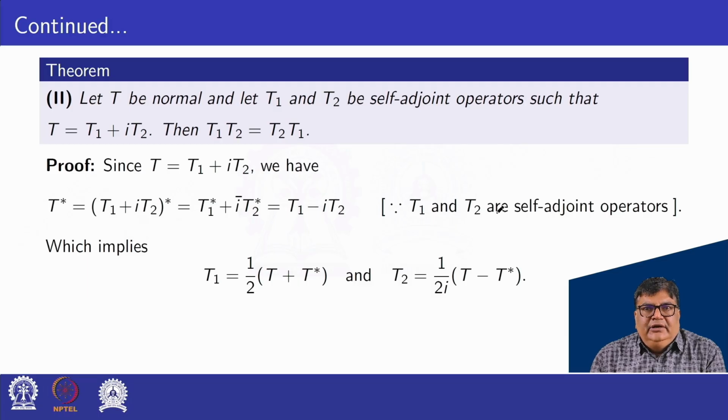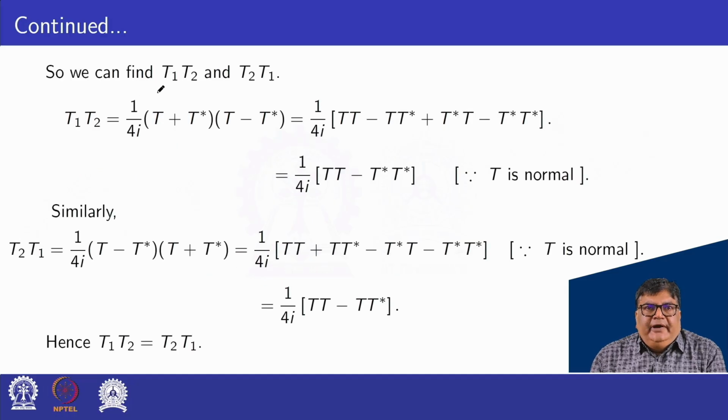Since T1 and T2 are self-adjoint operators, here T1 star is T1 and T2 star is T2. So T is equal to T1 plus i T2 and T star is equal to T1 minus i T2. So we have T1 is equal to 1 upon 2 into T plus T star, and T2 is equal to 1 upon 2i into T minus T star, as in the above theorem. So we can find T1 T2 and T2 T1.